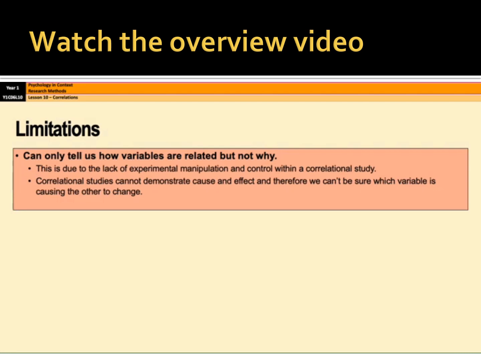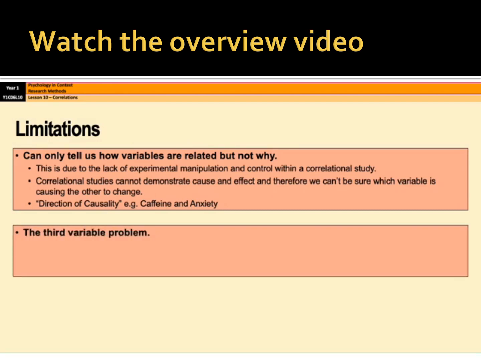Because they can't demonstrate cause and effect, we also can't be sure which variable is actually causing the other variable to change, which means we also have an issue with the direction of causality. So as an example, caffeine and anxiety are positively correlated. However, we don't know whether an increase in caffeine causes an increase in anxiety, or whether it's the fact that already anxious people tend to drink more coffee. Okay, so we don't know which of the two it is. Okay, so we've got a problem with the direction of causality.